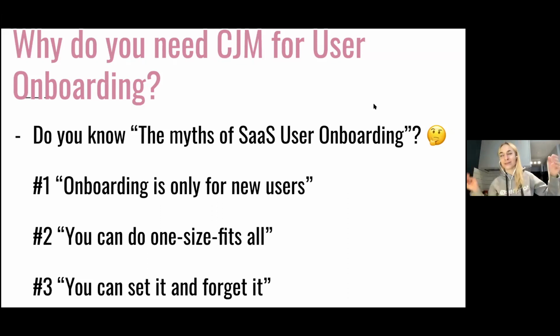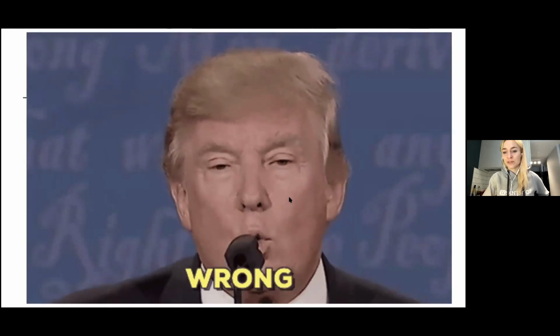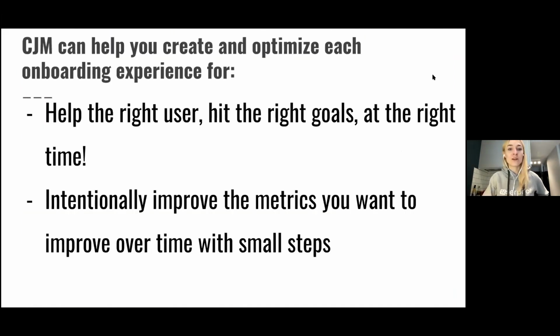The AARRR metrics, I can't pronounce that, are important because they give you an idea how well you are doing at activating your users and making them engage with your features, at making them stay, at making them refer your product to new users. So if you have the time and resources, onboarding can be pretty much a full-time job. Okay, so these things are obviously wrong. Right, so how can a customer journey map help you create and optimize each onboarding experience?